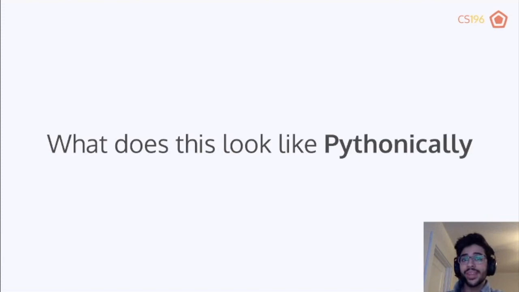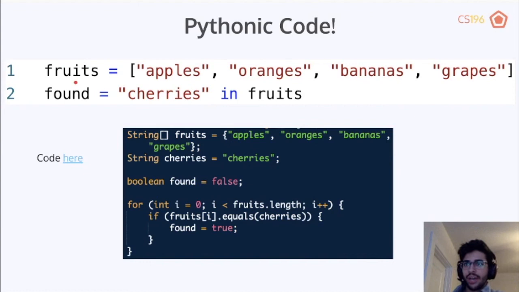So here is the code. Let's say we have our list of fruits: apples, oranges, bananas, etc. What we can do is just simply say cherries in fruits, which will return a Boolean value of whether or not cherries was found in fruits. And so this is a good example of what it means to be Pythonic. This is not really something that you'll find in many other programming languages. This is a very Python-specific feature, but it allows you to write very nice, beautiful, elegant code.